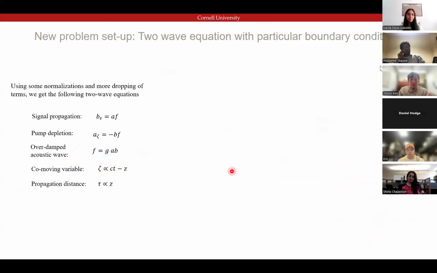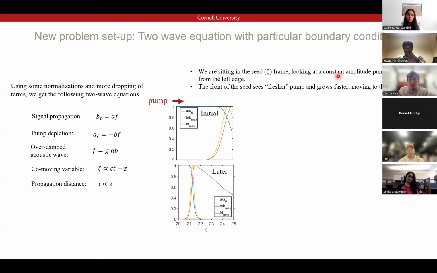So another approach that I tried was to make some simplifications. I kept most of the normalizations and dropped some terms to get very similar but slightly different equations in the co-moving variable and propagation distance: signal propagation, pump depletion, overdamped acoustic wave. So we are sitting at the seed frame, which is the red one, and looking at a constant amplitude pump coming from this side. Then we integrate over time to see what happens to the seed.